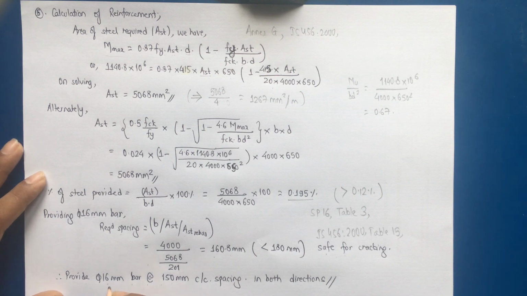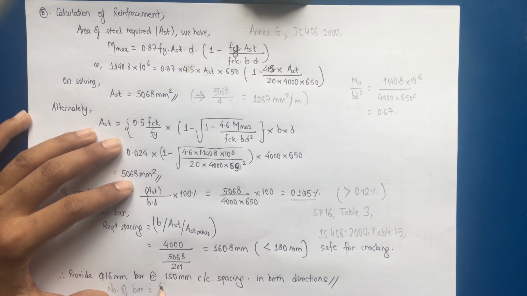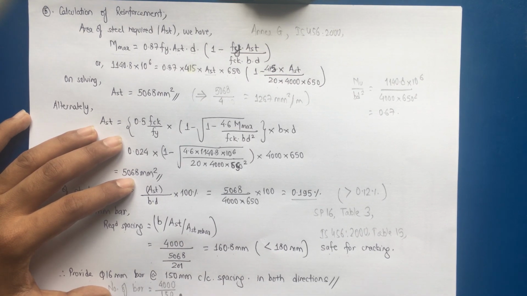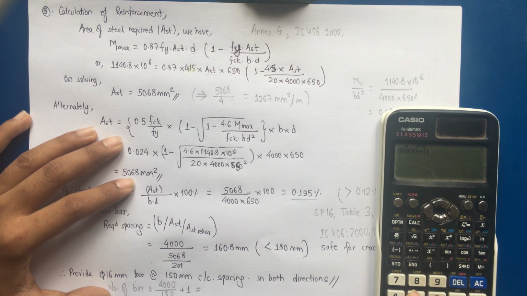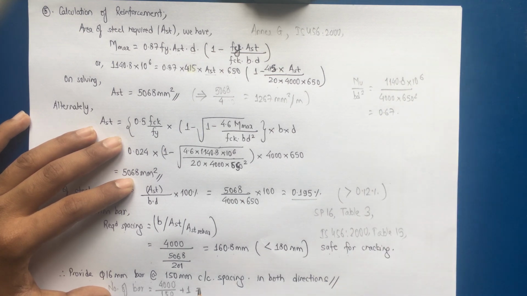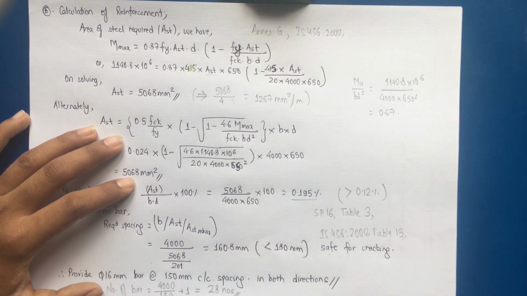Similarly, if you want to calculate the number of bars, then number of bars is equal to width of the section, that is 4000, divided by spacing provided, plus 1. Don't forget to add one extra bar when calculating the number of bars. So this comes as 4000 divided by 150 plus 1, which is 27.6. So almost we can provide 28 numbers of 16 mm bars.